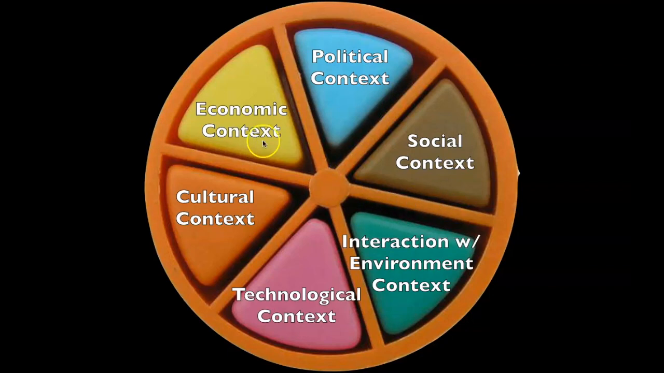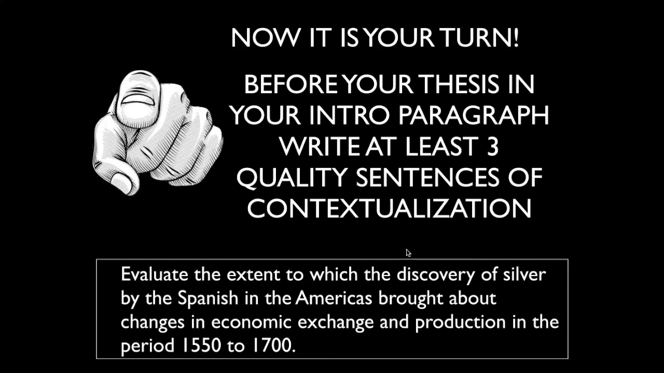For instance, in this case, I would argue economic context and political context and maybe technological context are certainly going to be more important than maybe cultural, social, and interaction with the environment because of the nature of the question, which is asking about the global silver trade. So now it's your turn to write some contextualization. Before your thesis and the introductory paragraph, write at least 3 quality sentences of contextualization.